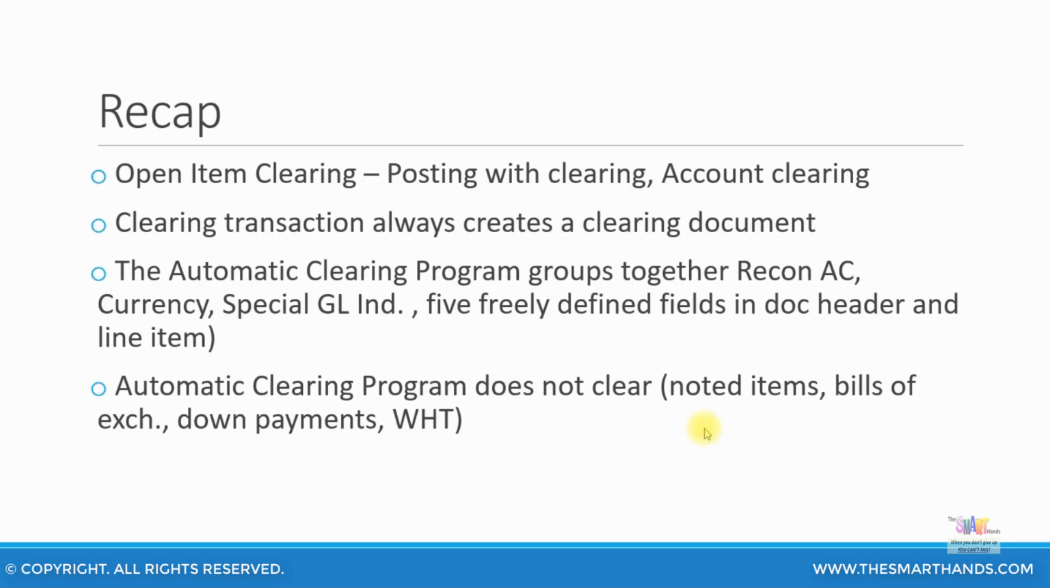Now let's quickly recap what we discussed in this presentation. We saw different types of open item clearing. We saw some examples with posting with clearing and account clearing. You also note that during the clearing transaction, the system will always create a clearing document. So for account clearing, we saw that the system was creating a clearing document. During the automatic clearing program, you can group together different types of criteria, and you can specify up to 5 different criteria on how the system can clear the open items. And you should also know what the automatic clearing program does not clear. We saw a few examples like noted items, bills of exchange, bank guarantees, down payment requests, and payments with a withholding tax vendor.